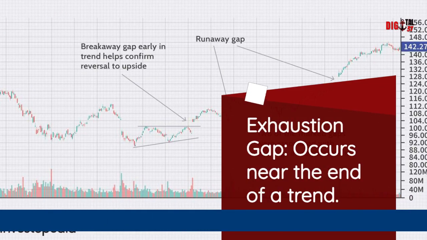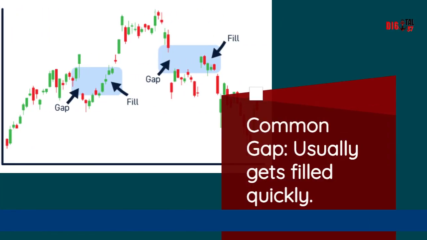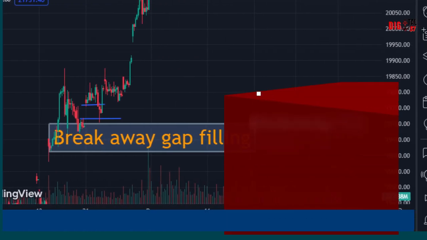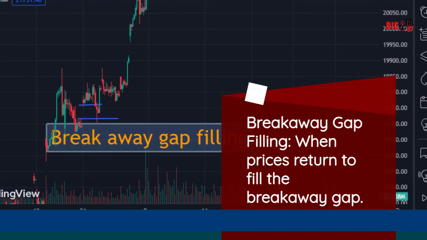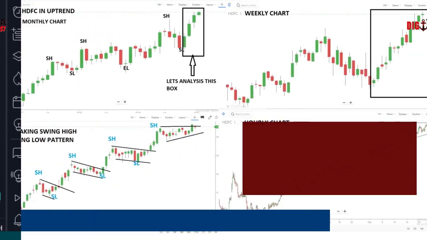Exhaustion gap occurs near the end of a trend. Common gap usually gets filled quickly. Breakaway gap filling, when prices return to fill the breakaway gap.